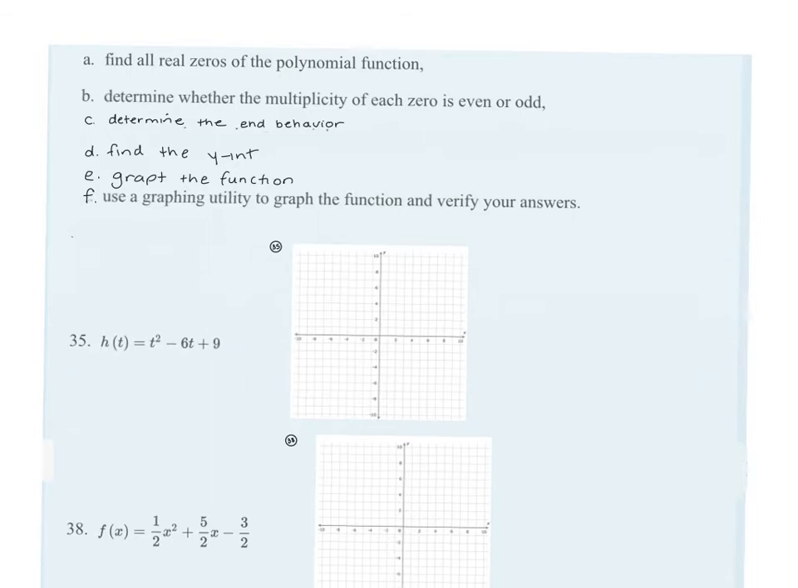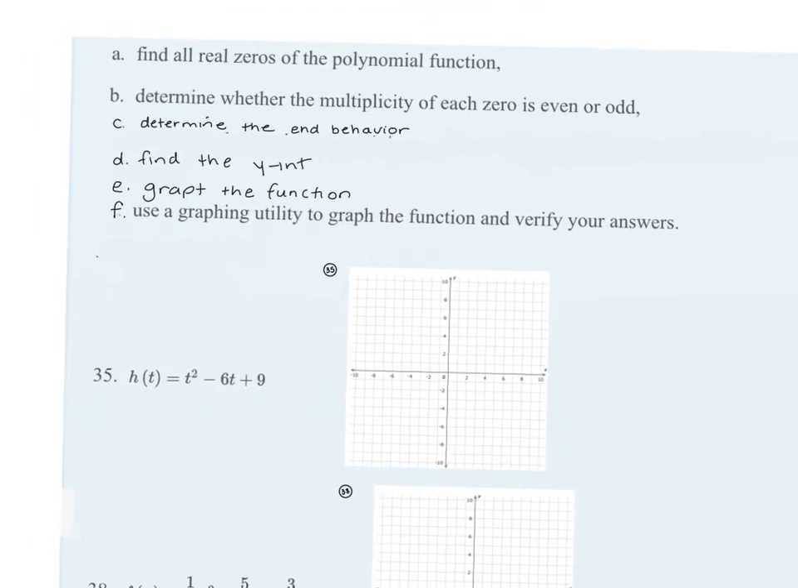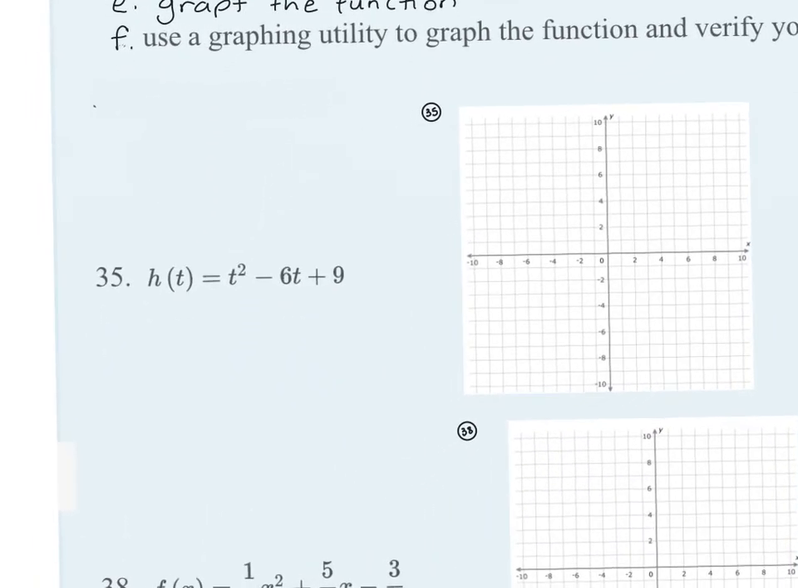So for 35, I'm actually gonna start with the end behavior. The x is squared and positive, so they both point out. To get the zeros, I can actually factor this.